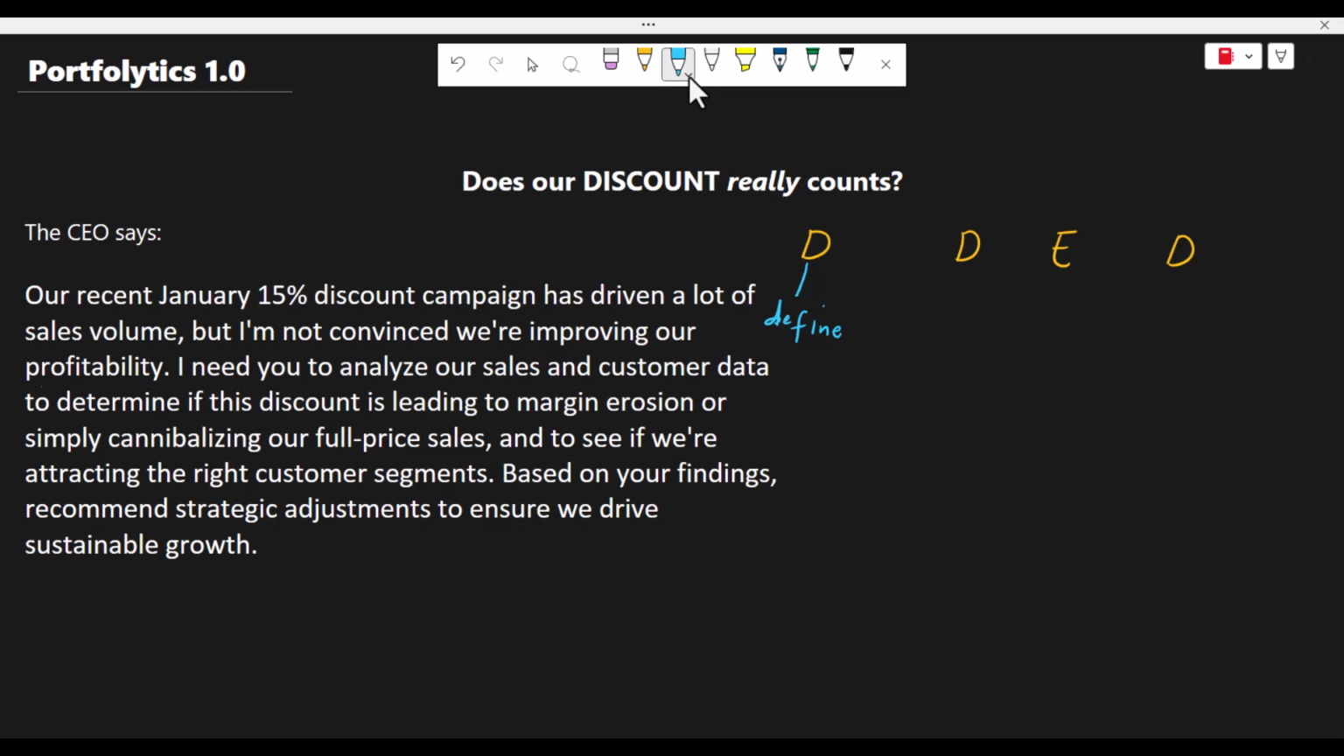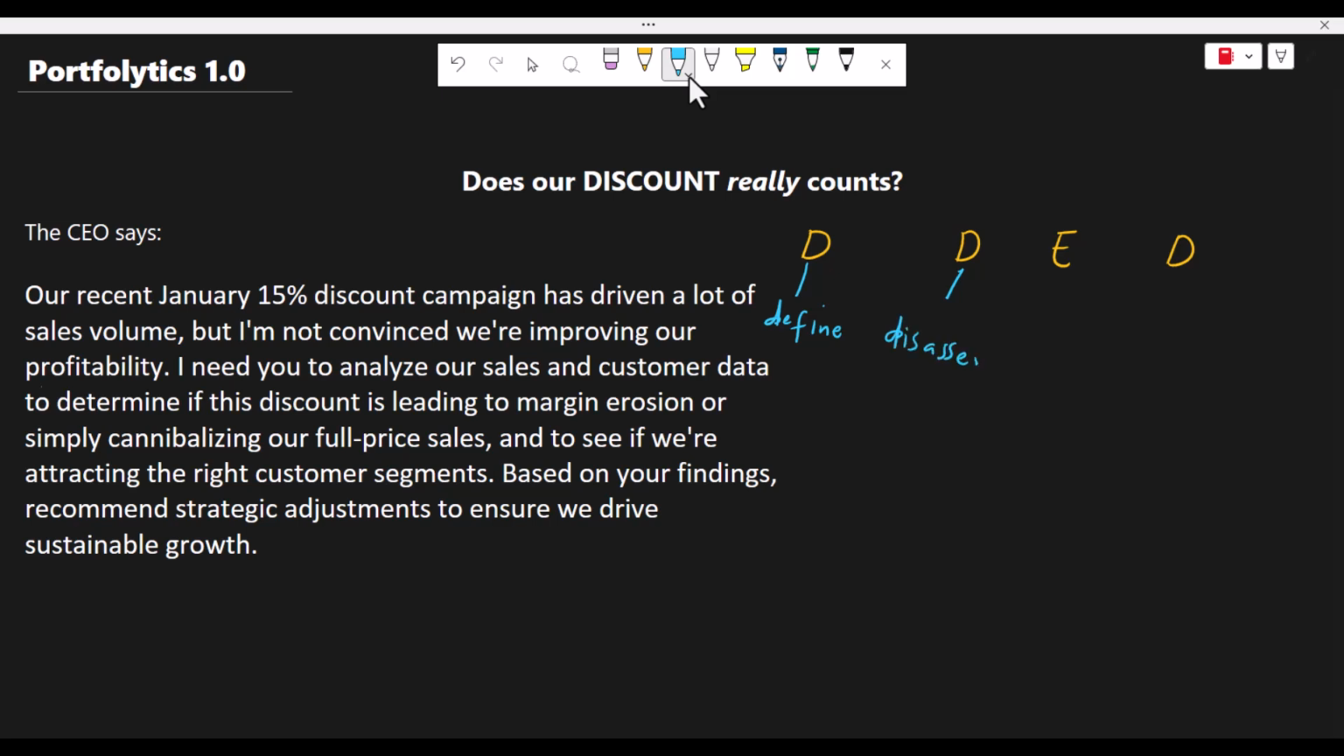The first thing to do in any project is to be clear on what the business problem is. You have to define your problem statement very clearly. For this particular project, the CEO's major concern is to measure the effects of the 15% discount on all their products. That's the problem. What's the effect? Is it increasing the business profits, or is it decreasing it, or is it cannibalizing their full sales price and the likes? But the main problem here is the effect of the 15% discounts on their products. That's the first D. The second D over here means disassemble.